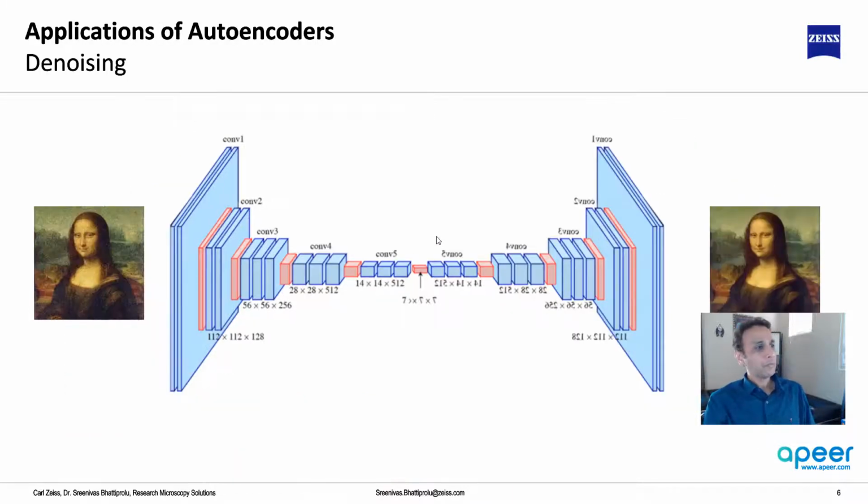So now, let's look at some applications of autoencoders. You can use it for denoising, although this is not a very efficient way of denoising your images.